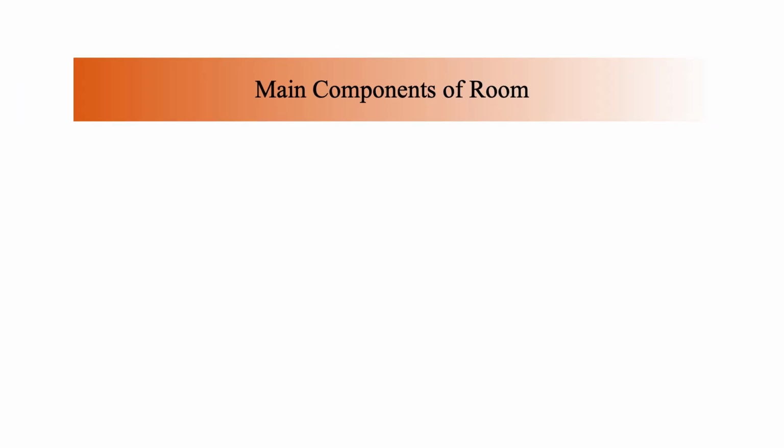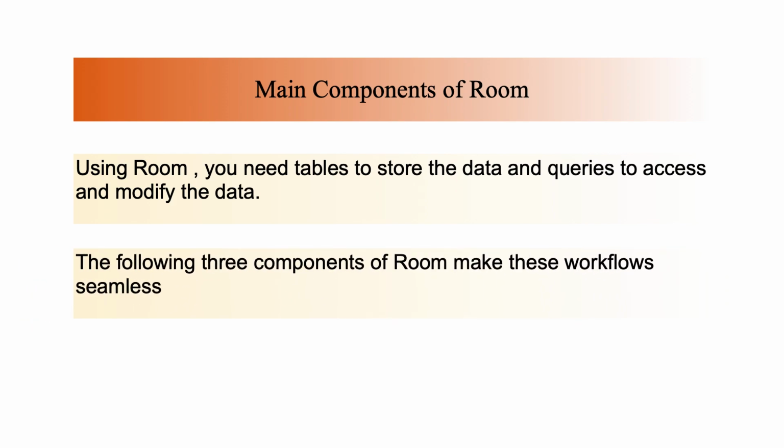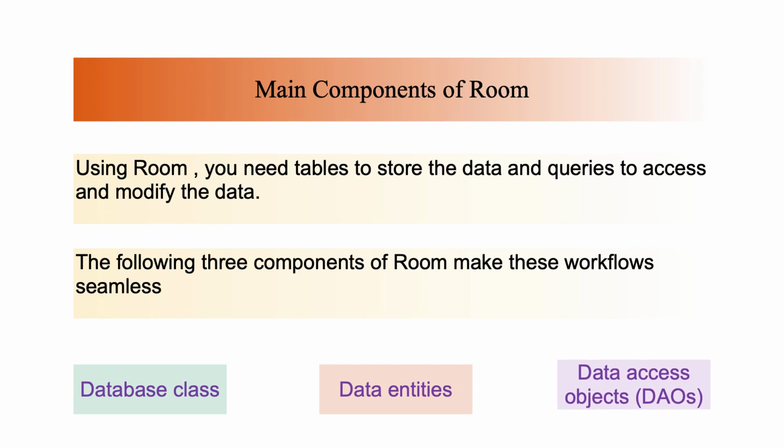Main components of Room. Using Room, you need tables to store the data and queries to access and modify the data. The following three components of Room make this workflow seamless. The database class holds the database and serves as the main access point for your app's data. The data entities represent tables in your app's database, and the data access objects provide methods your app can use to query, update, insert, and delete data in the database.